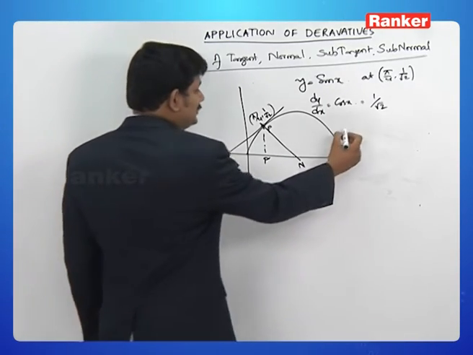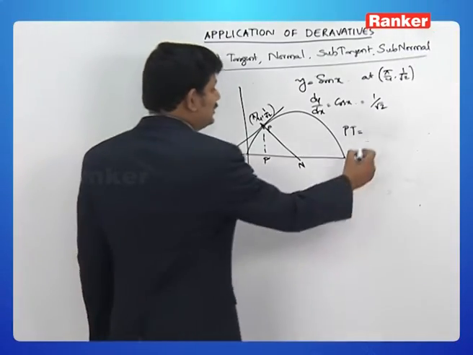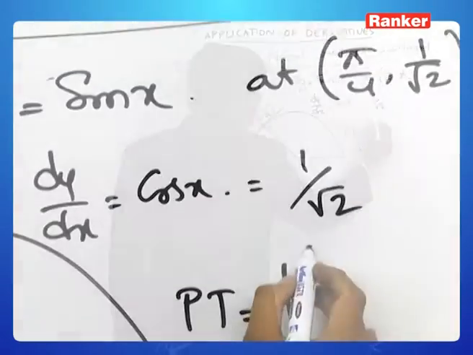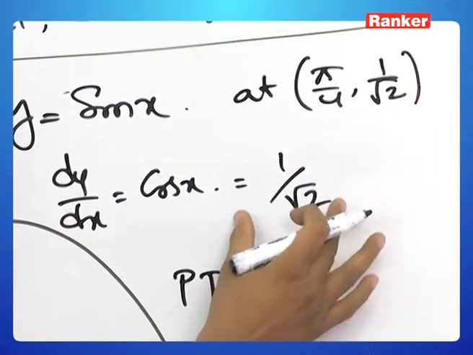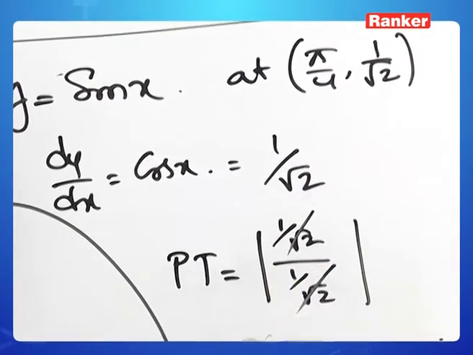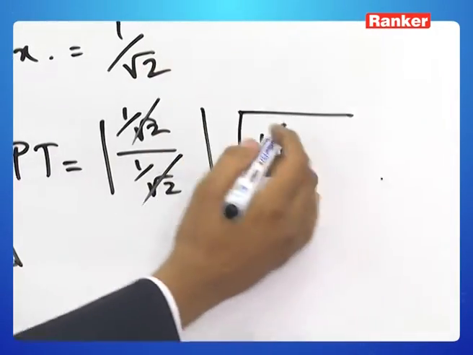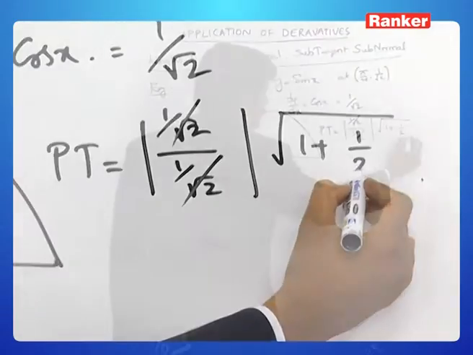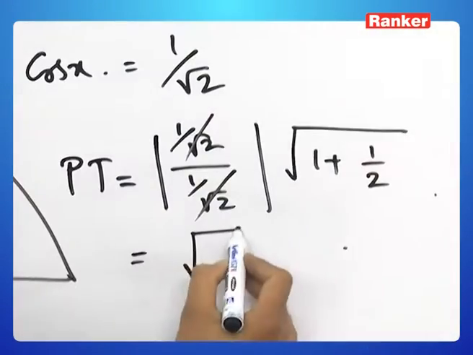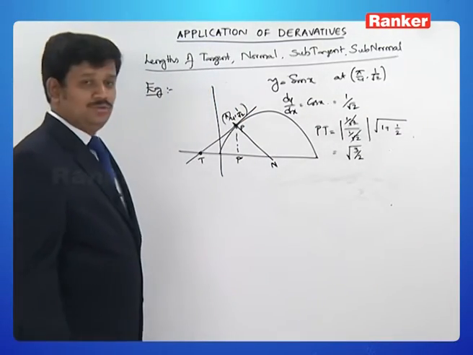Starting with the length of the tangent PT, it is given by modulus of y1 by m, root over 1 plus m square. Modulus of y1 is the y coordinate at this point, 1 by root 2, divided by m, which is dy by dx at that point, 1 by root 2. Both of them get cancelled. Root over 1 plus m square, m is 1 by root 2, its square is 1 by 2. So the length of the tangent is root 3 by 2.